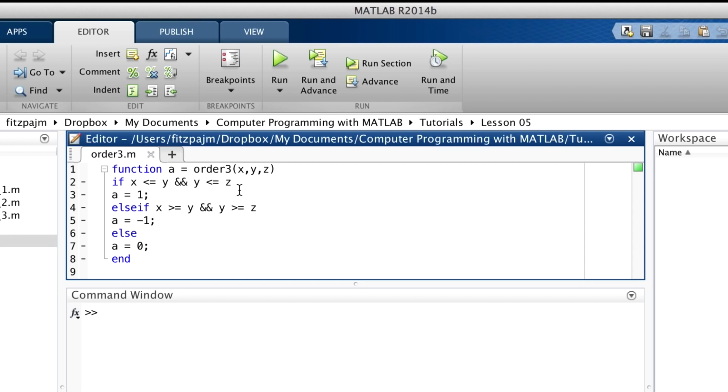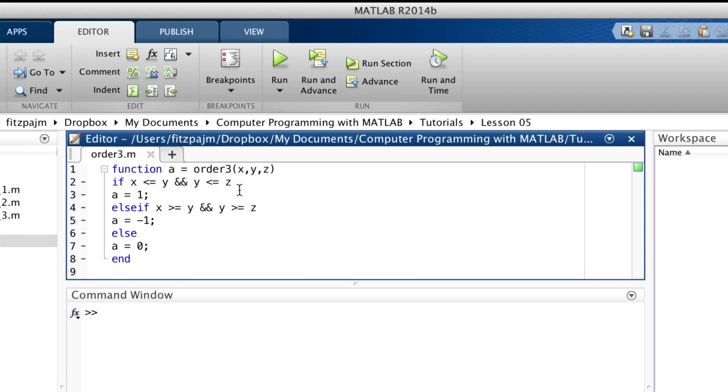Notice how I use the word and to specify what's happening here in English. It's not an accident that this logical operator is called AND. If you think about it, these two conditions together mean that x, y, and z are in increasing order. Well, if you think about it a little more, that's not precisely correct, because if x is equal to y, then those two numbers aren't increasing.